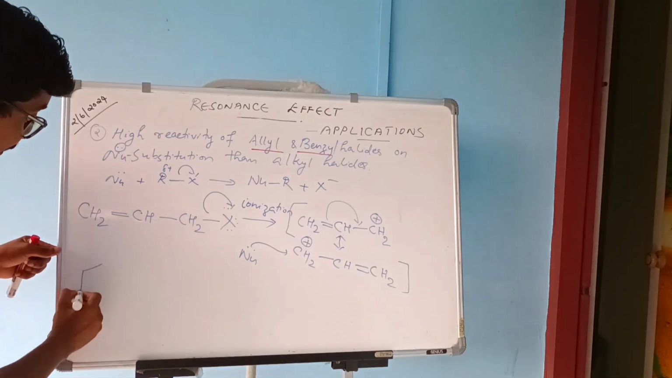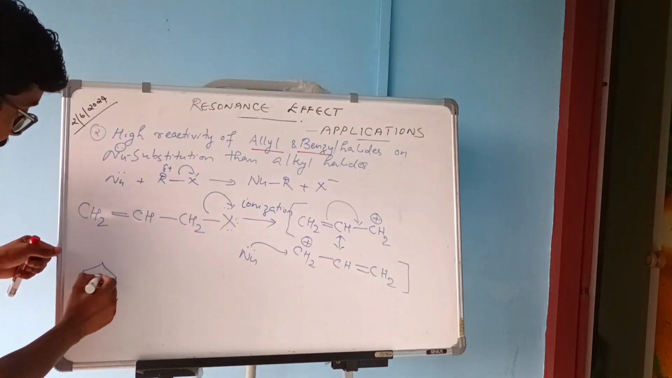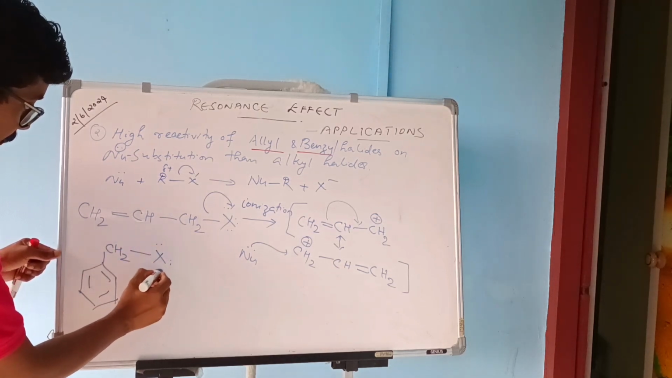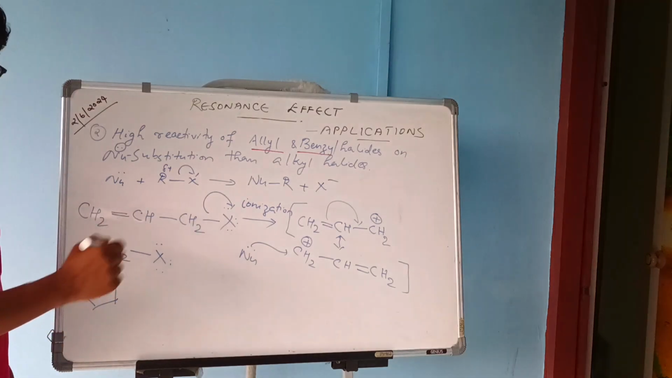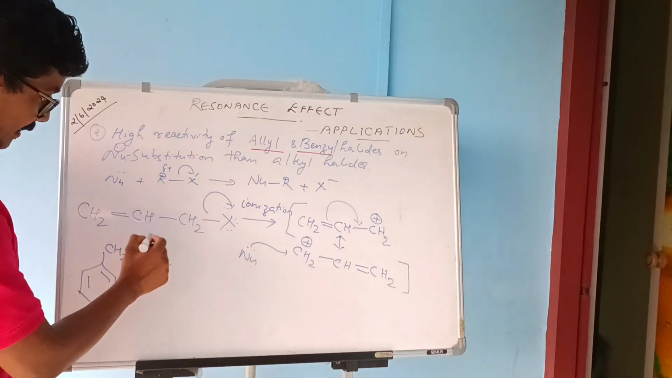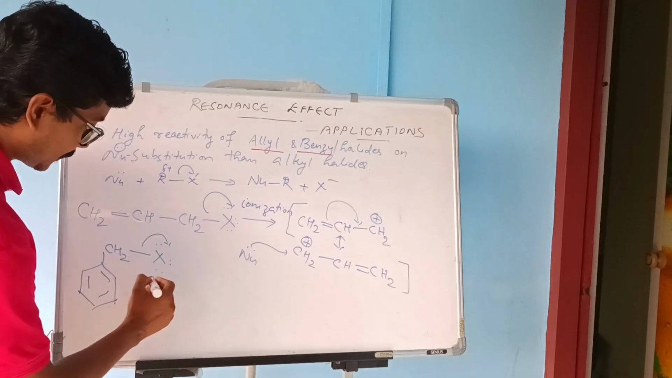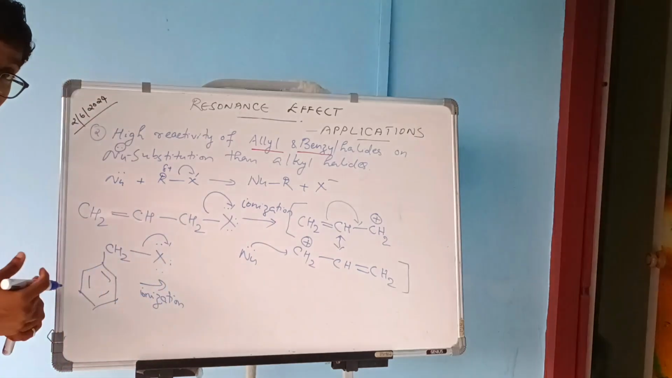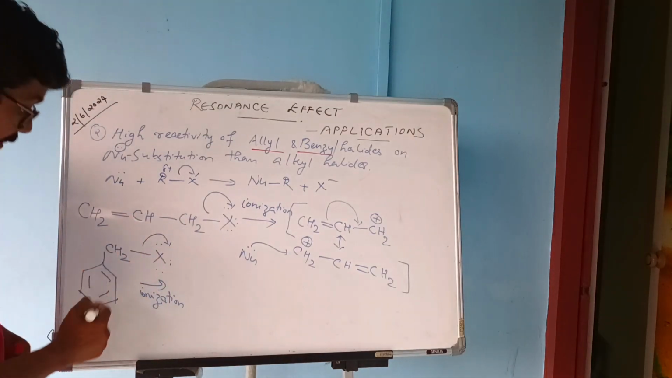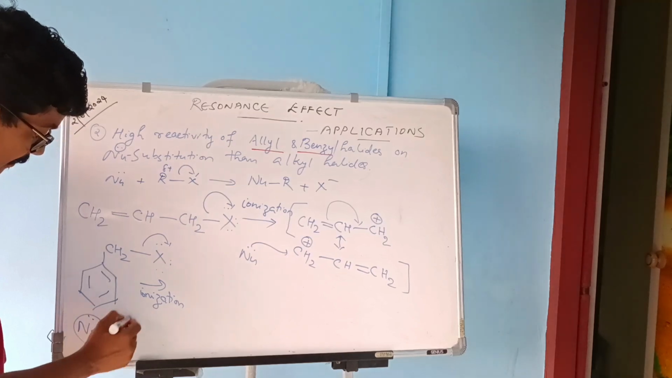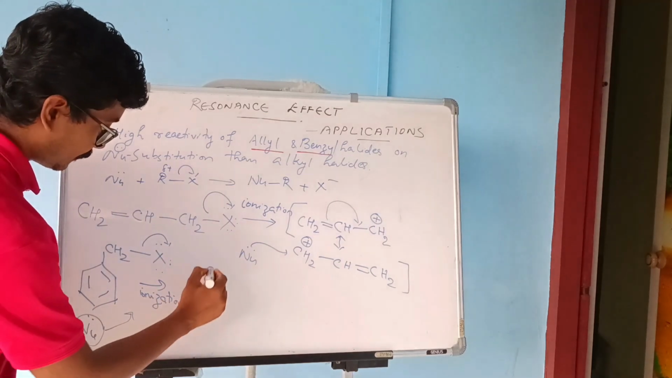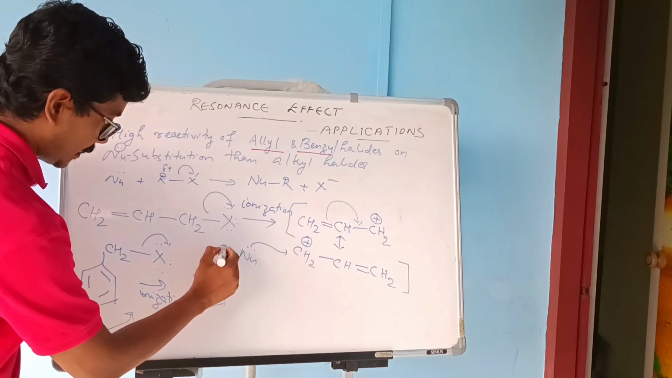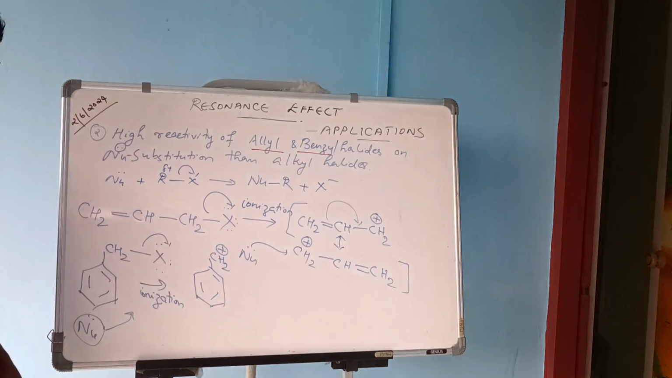Similarly, when we consider a benzyl halide, this will also go to ionization. Ionization means the halide atom will be readily removed when a nucleophile attacks. So we form a carbocation, a benzyl carbocation.